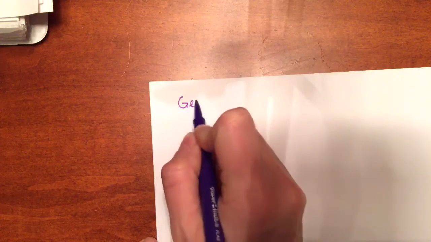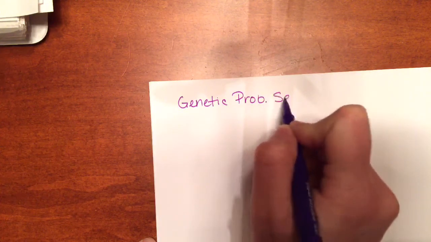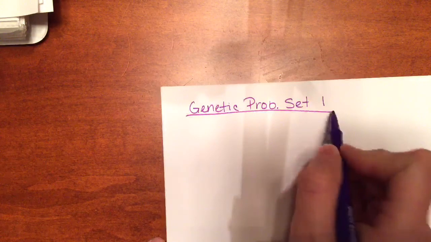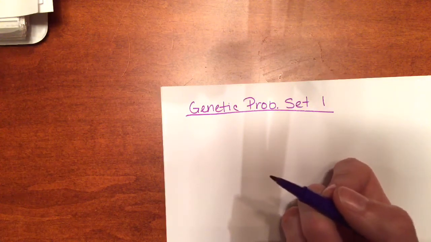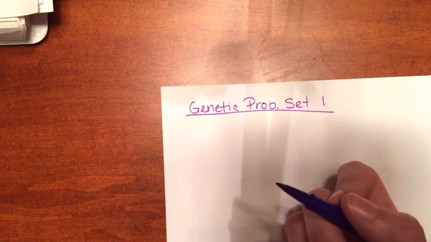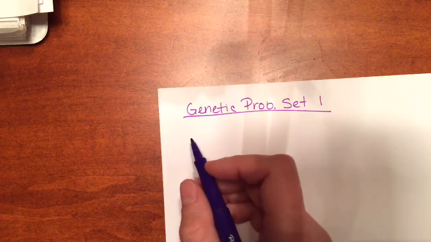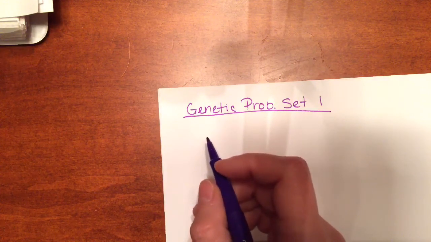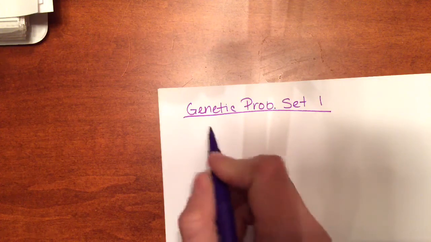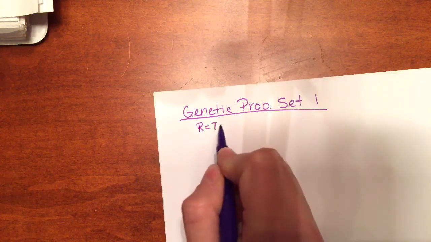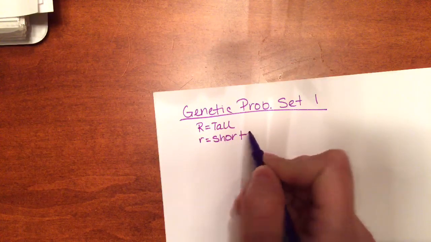Okay, so we are going over the problems to genetic problem set 1. Number 1 asks about pure breeding, which is the same as true breeding. If you're crossing a true breeding tall pea plant with a true breeding short pea plant, what will be the genotype and phenotype ratios of the offspring? Tallness is dominant, so tall is dominant, short is recessive.